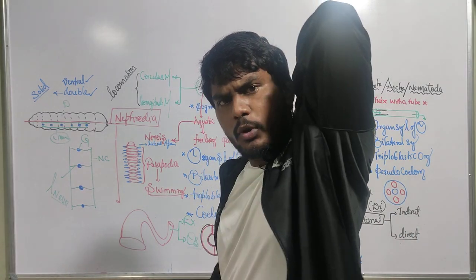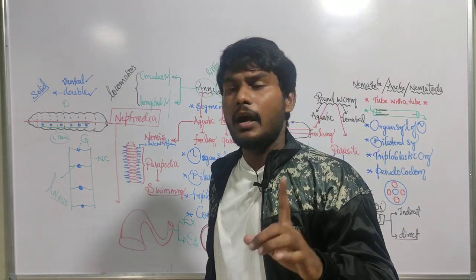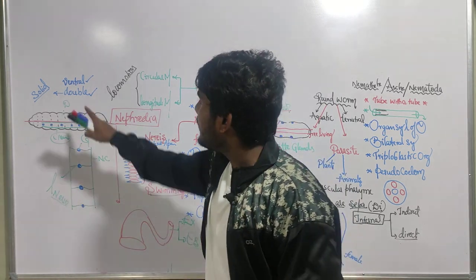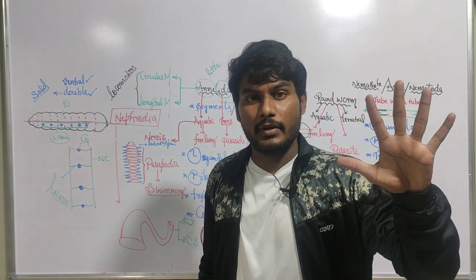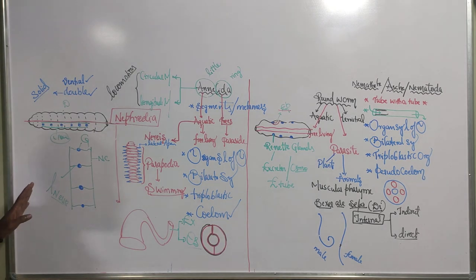Spinal cord means backbone having the spinal cord. Is it dorsal or ventral? Dorsal. Is it single or double? Single. But in the case of here, is the nerve cord double or single? Double. And is it located ventral or dorsal? Ventral. And it is solid. For us, it is hollow. You remember this. I will give the clarity on all of this.